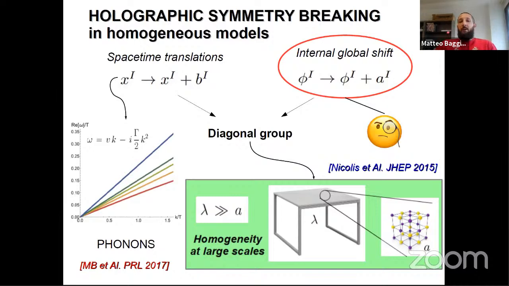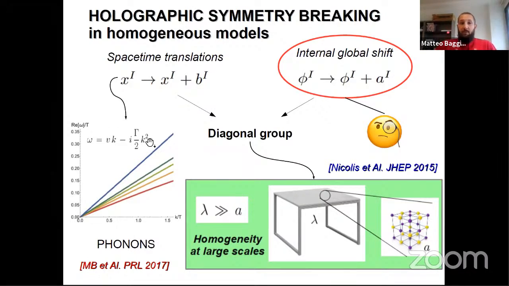But before going there, I want to tell you what is the additional ingredient that actually allows this model to be homogeneous. As we discussed, these models will break translations. So it's just a shift in the coordinate, let's say x^i going to x^i plus b^i. And these space-time translations are associated to these Goldstone bosons, the phonons. And the phonons can be derived holographically using the standard techniques of extracting poles of Green functions.